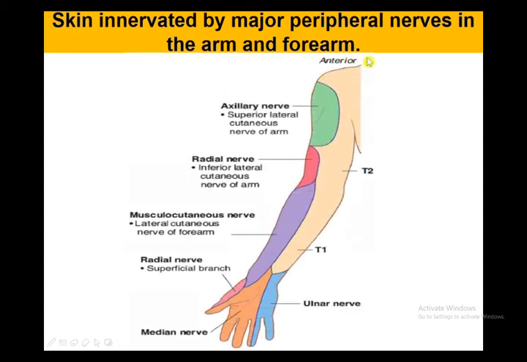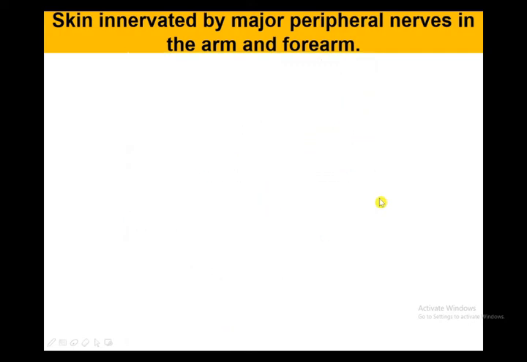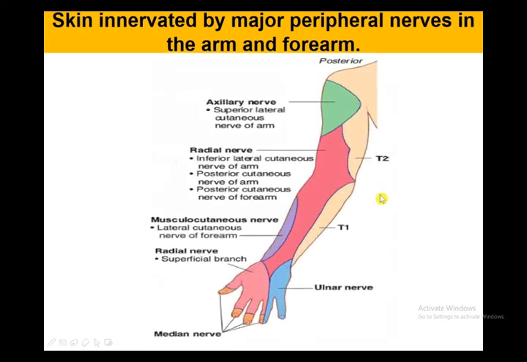This is the skin innervated by the major peripheral nerves in the arm and forearm: the axillary, radial, musculocutaneous, median, and the ulnar. These patches need to be remembered for the sensory innervation of the skin. And this is the posterior vein.